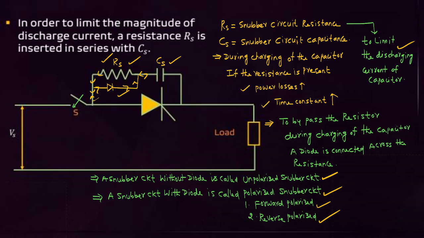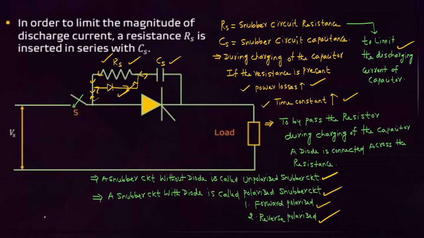This is important. What point do you have to remember? Generally, a snubber circuit is nothing but an RC combination. Why are you using the resistor? To limit the discharging current. Why are you using the diode? Actually, the resistor is required only during discharging of the capacitor. I don't want it during charging of the capacitor. If the resistance is present during charging, power losses increase and the time constant increases. That is the problem. That's the reason why, during charging of the capacitor, we have to bypass this resistor. For that reason, we are using diodes.